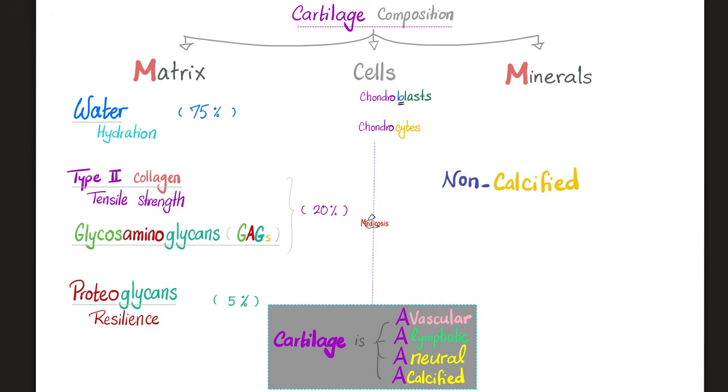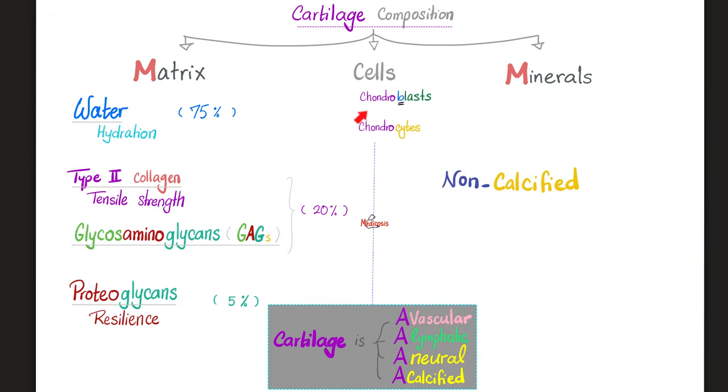The cartilage and the bone are made of what? They are made of matrix, cells, and minerals. In the cartilage, the matrix has water, type 2 collagen, not type 1, glycosaminoglycans, or GAGs for short, and proteoglycans. You know what the word proteoglycan means? Proteo means protein, glycan means carbohydrates, glyco, sugar. Oh, carbohydrates and proteins. Hey, what's the difference between proteoglycans and glycoproteins?